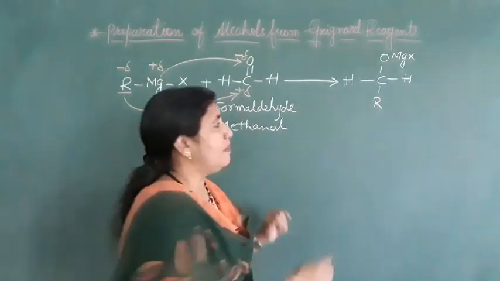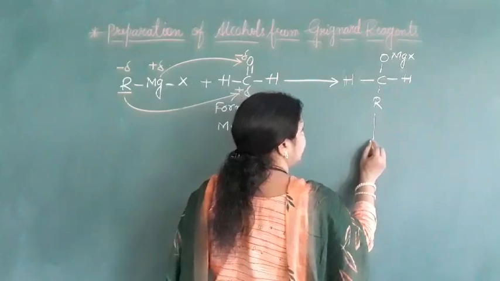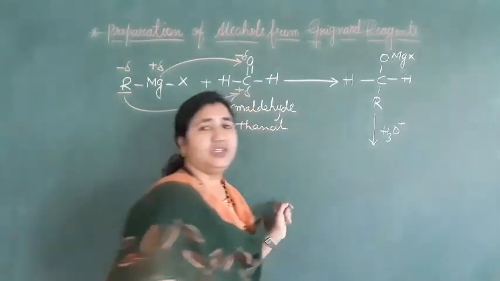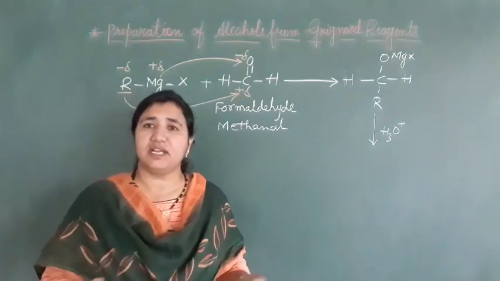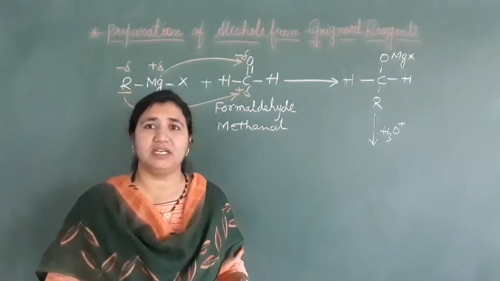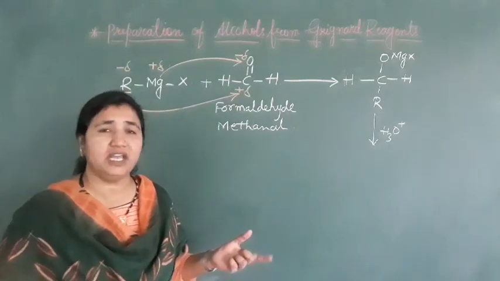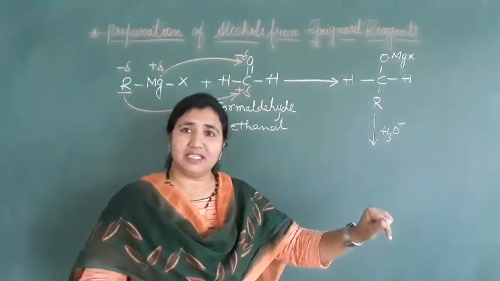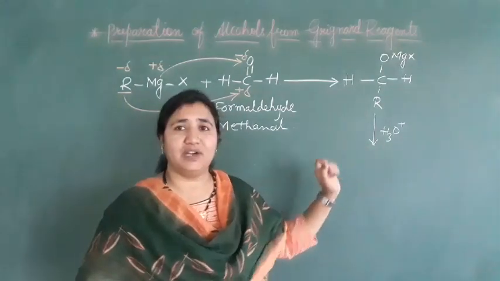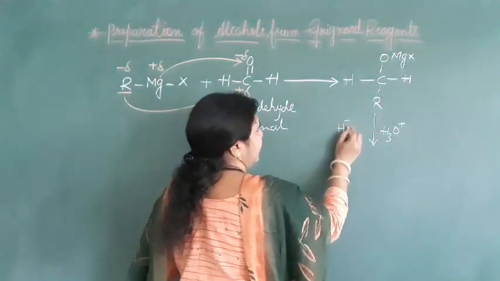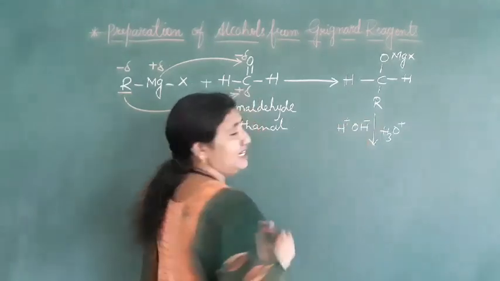This addition compound now undergoes hydrolysis with H3O plus. Hydrolysis means addition of water, so it gives H plus and OH minus ions. But it will not dissociate into H plus and OH minus ions easily, so we are adding some acid here. That's why it is acidic hydrolysis. So we take H3O plus, and here we have H plus and OH minus.